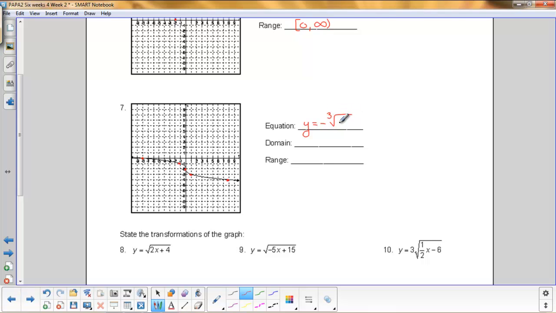Remember your index value and our transformation down means that our 2 will be clearly on the outside of the radical symbol. Domain, all real numbers, -infinity through infinity. Range, also all real numbers, -infinity through infinity.